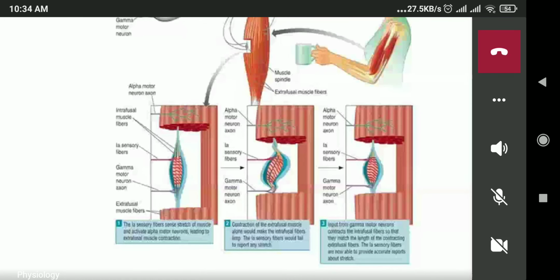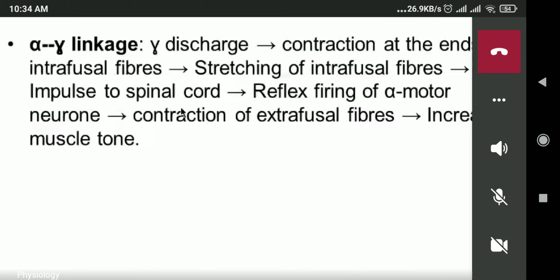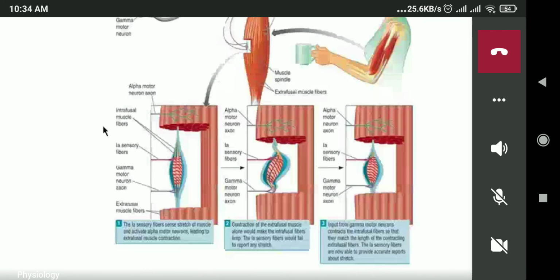Stretching, this goes to the spinal cord. Then there is reflex firing of the alpha motor neuron. So this extrafusal muscle contracts. So tone increases. Am I clear?